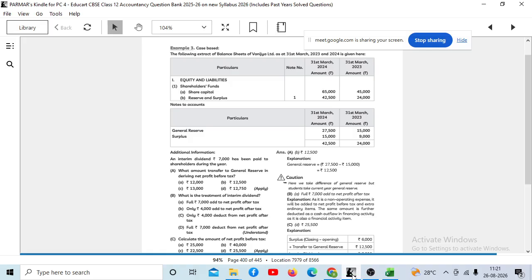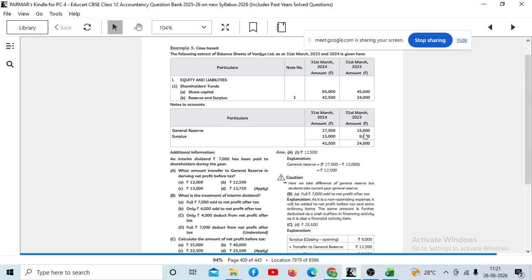Okay, now after additional information we will be solving notes to accounts. So let us solve notes to accounts. Now in notes to accounts, see general reserve. What was the opening balance? 15,000. And what is the closing balance? 27,500. That means general reserve is increasing.